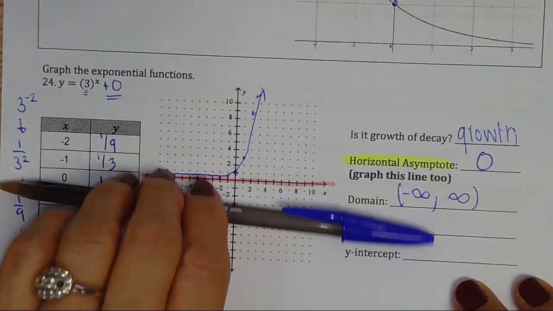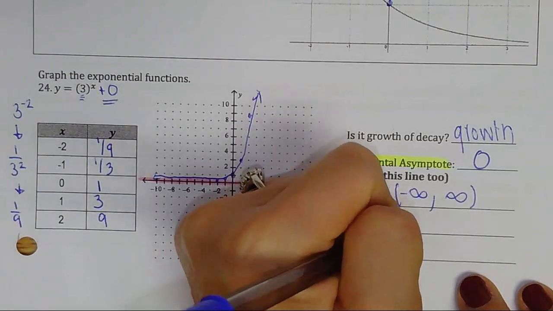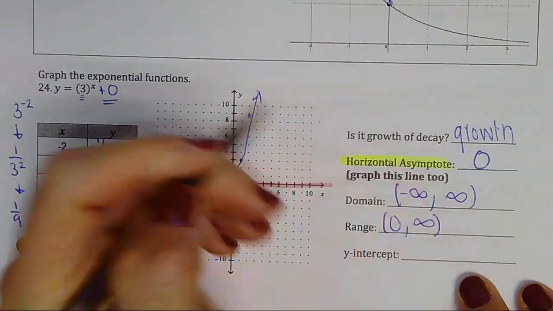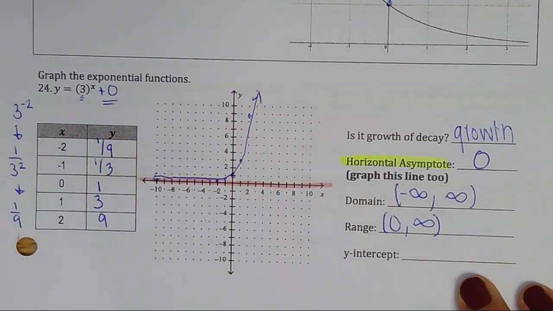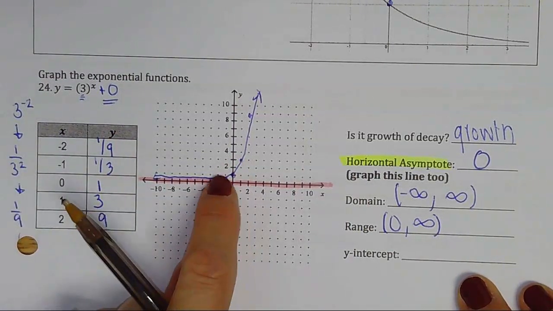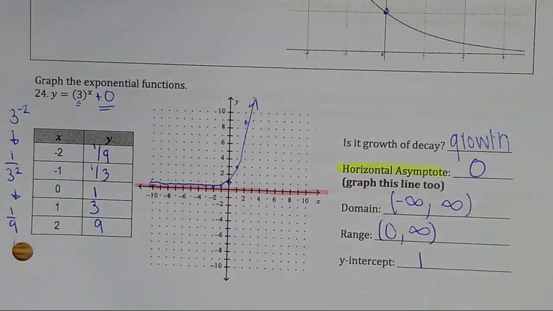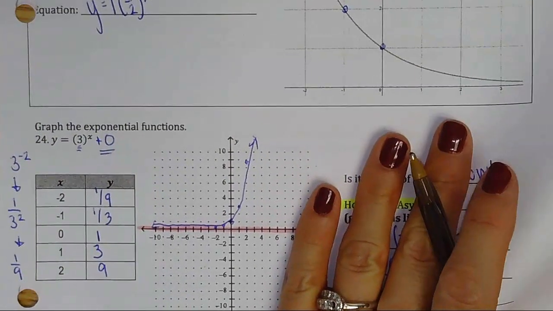Okay, range, start at the bottom. Well, it's going to be 0, comma, infinity, because it's going to go on forever and ever and ever. My y-intercept, right where that crosses my y-axis, is at 1. Okay, next one, just like this.